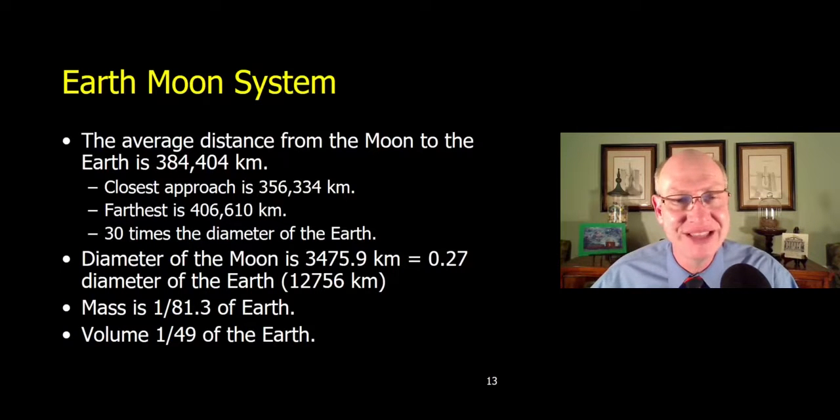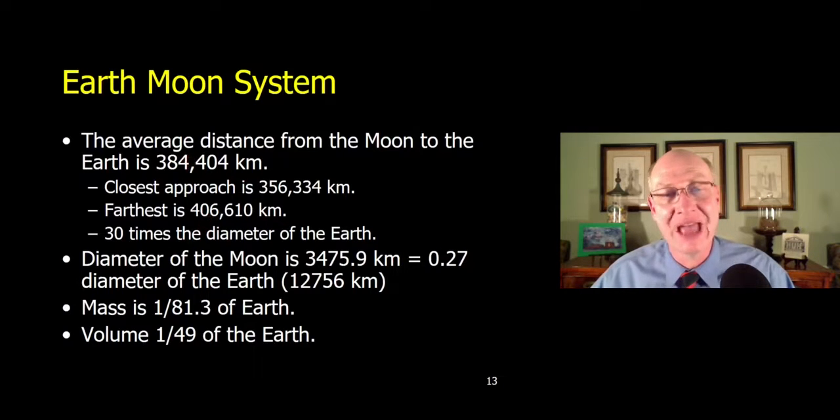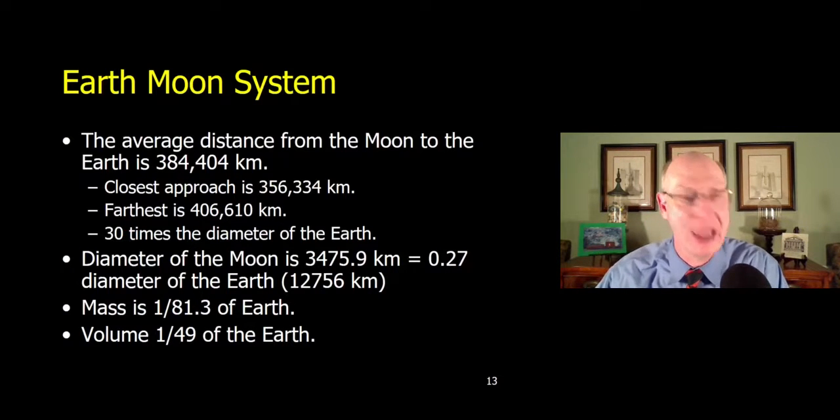You can see, given that the average distance is 384, that its closest and farthest approaches aren't that much different from one another. When it's at its closest, it's not that much closer than average, and when it's at its farthest, it's not that much farther than average. Ultimately, though, this number, 384,400, is 30 times the diameter of the Earth.